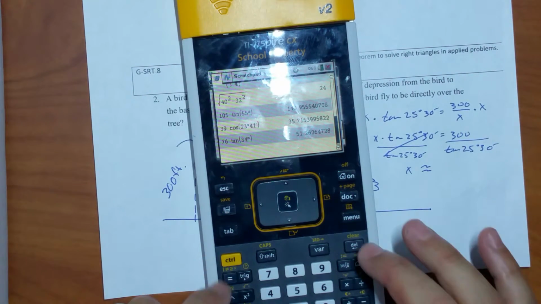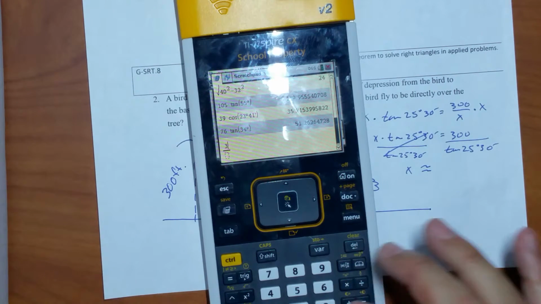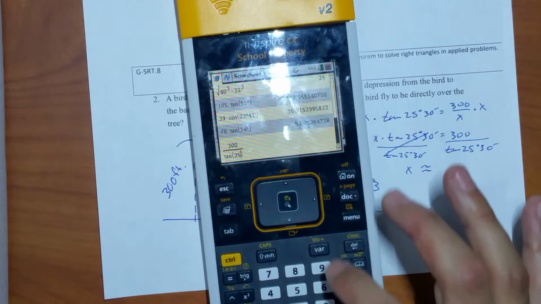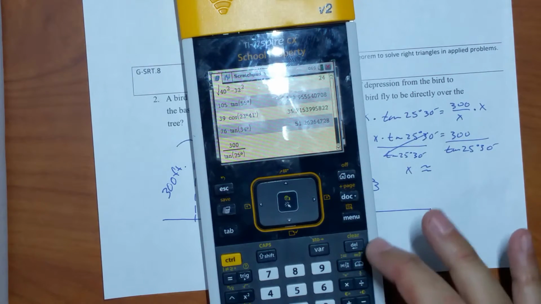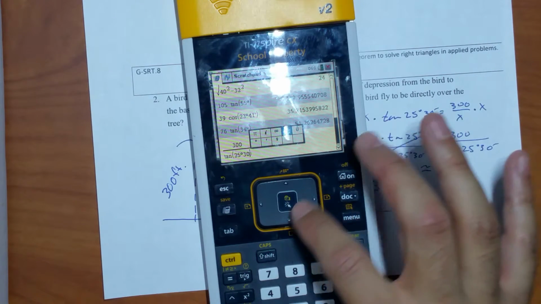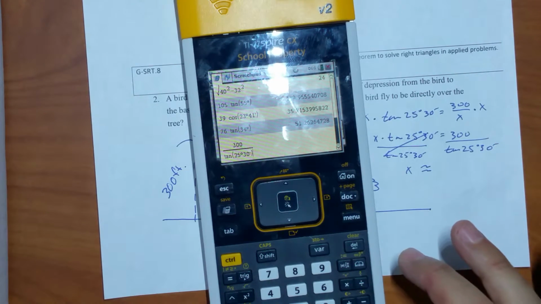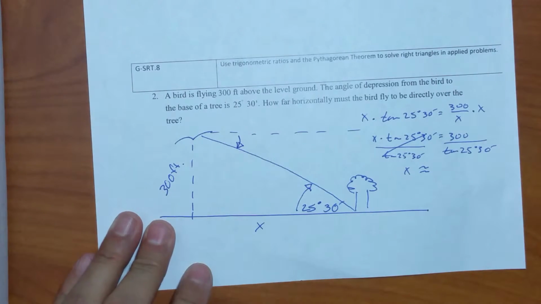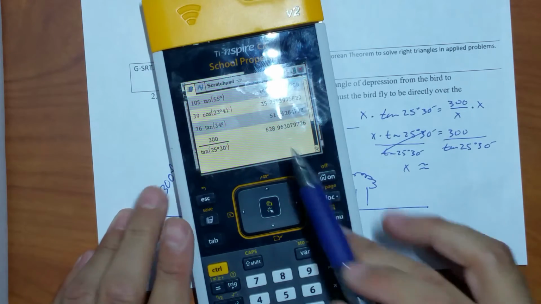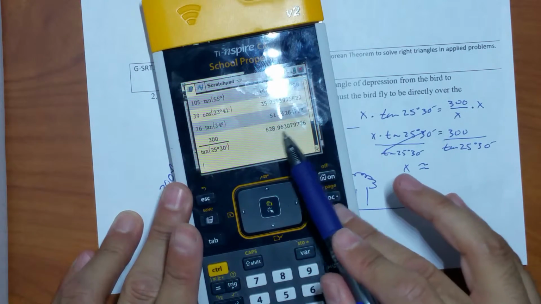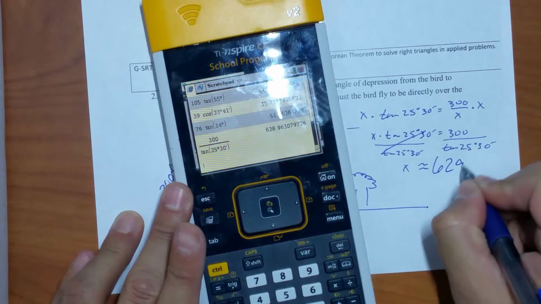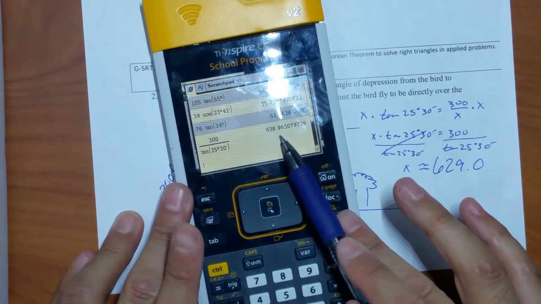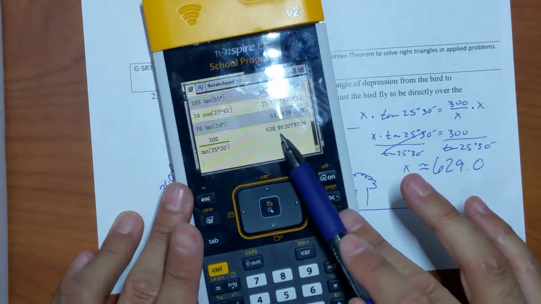Give me a second. So it's 300 divided by tan 25 degrees, 30 minutes. It doesn't say where to round, so round to a tenth for me then. That's going to be 628.9 something, and the 6 is going to make that 9 become a 10, right? So that's going to be 629.0 there.